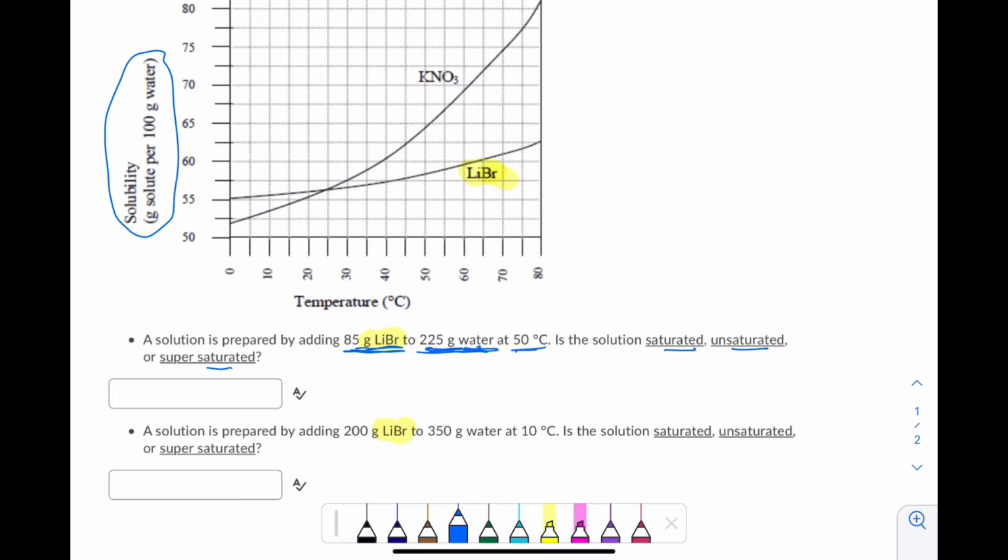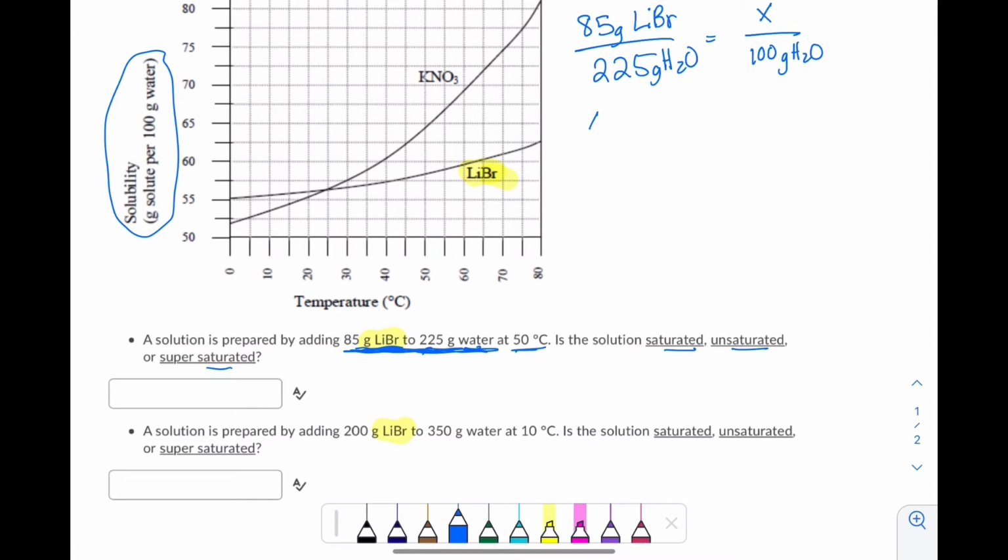So if I want to compare how 85 grams of LiBr in 225 grams of water compares to the graph, which is in units per 100 grams of water, all I do is set up a simple ratio. How does that compare to trying to dissolve it in 100 grams of water? What would that look like on the graph? So I would just do this simple ratio here.